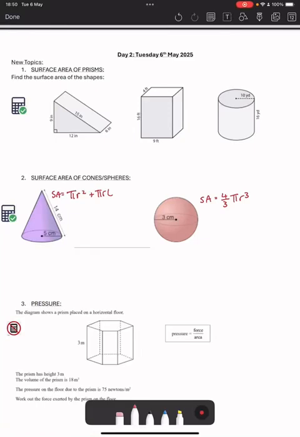Tuesday the 6th of May, and the topics are surface area of prisms, surface area of cones and spheres, and pressure. So start off, surface area just means the outside of the shape.